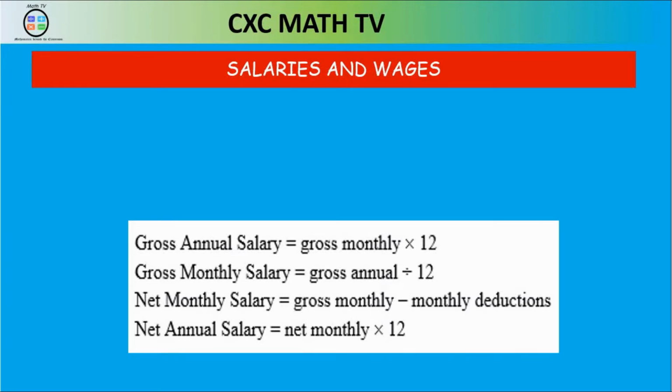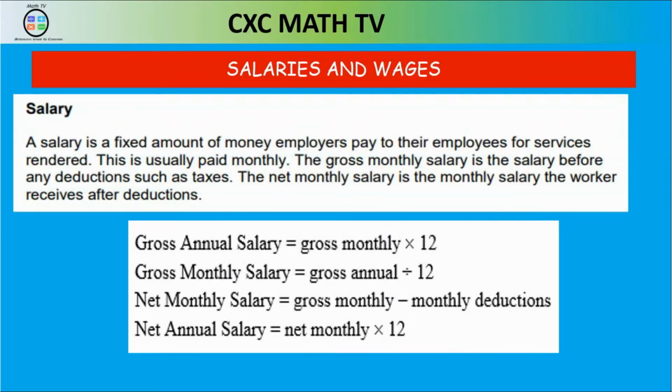But wait a second. Before we start with those formulas, you have to first know what a salary is. So salary is just the fixed amount of money that bosses pay to their employees for the services that they're providing to a particular business or a company. This is usually paid monthly, for example, a teacher, and this is what we call the gross monthly salary. All right, so when you get paid monthly, that's gross monthly salary.